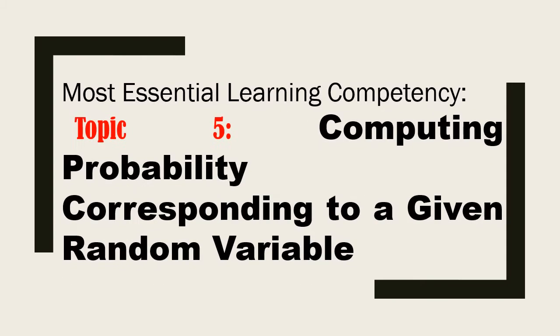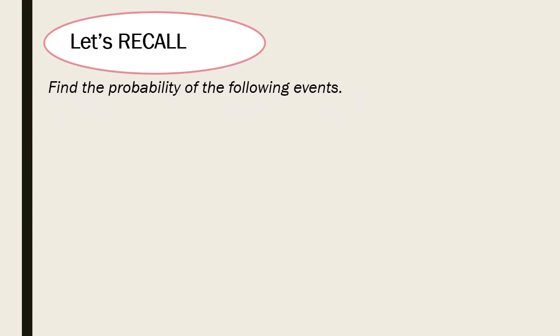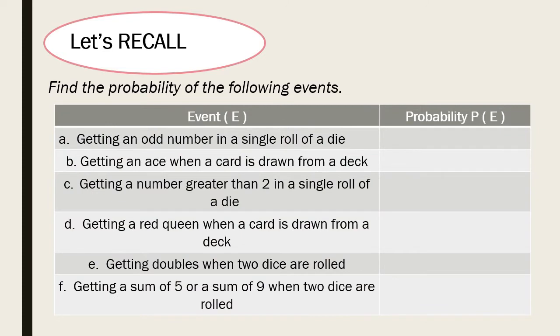Let us now have our topic number 5, computing probability corresponding to a given random variable. Bago tayong magsimula, let us first recall our topic last time. Find the probability of the following events. So, we have 6 events. So, titingnan natin yung probability ng mga event na ito.